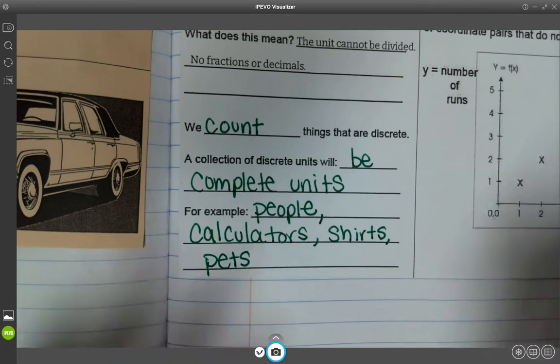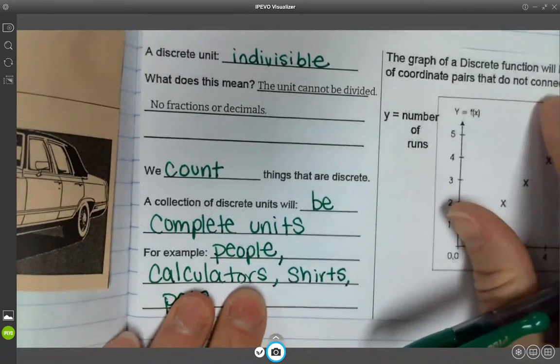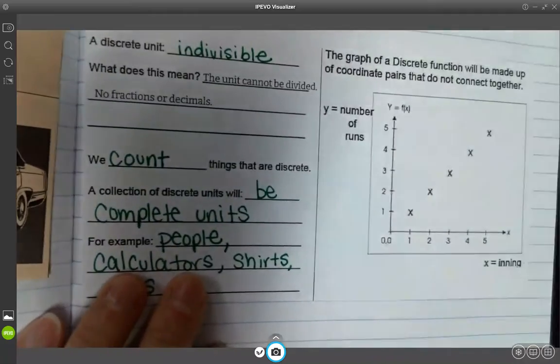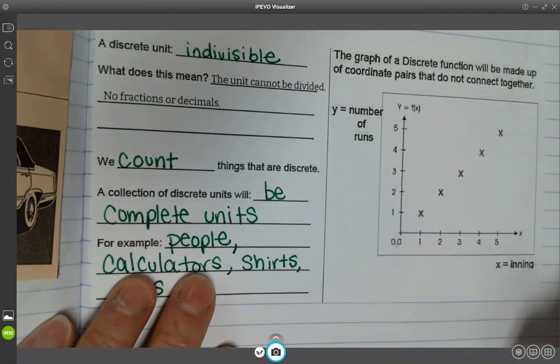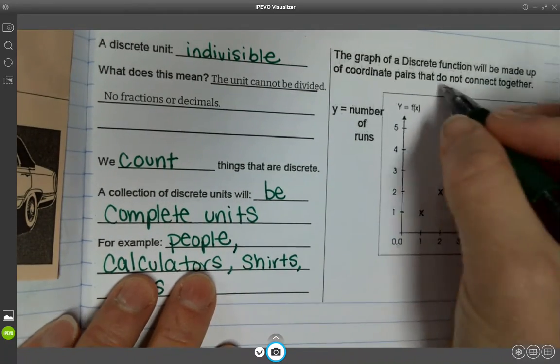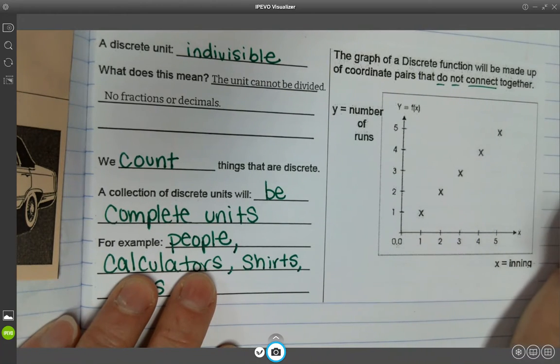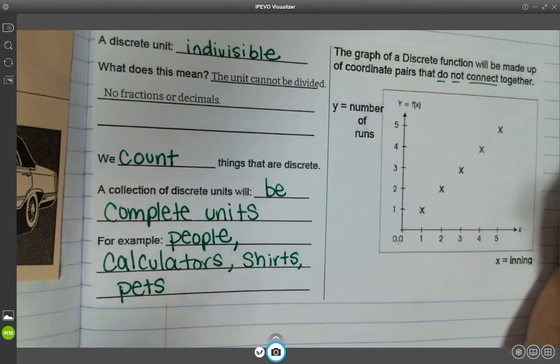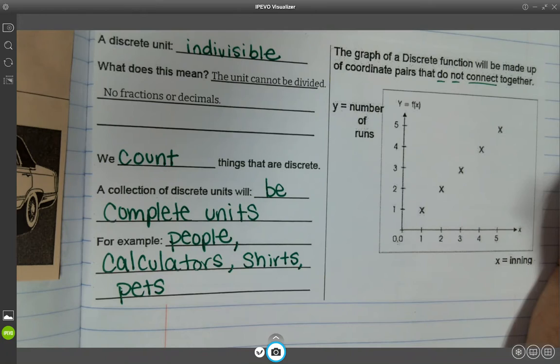The graph of a discrete function will be made up of coordinate pairs that do not connect. So do not connect. A discrete graph will just be a set of points. That's it. They don't connect at all.